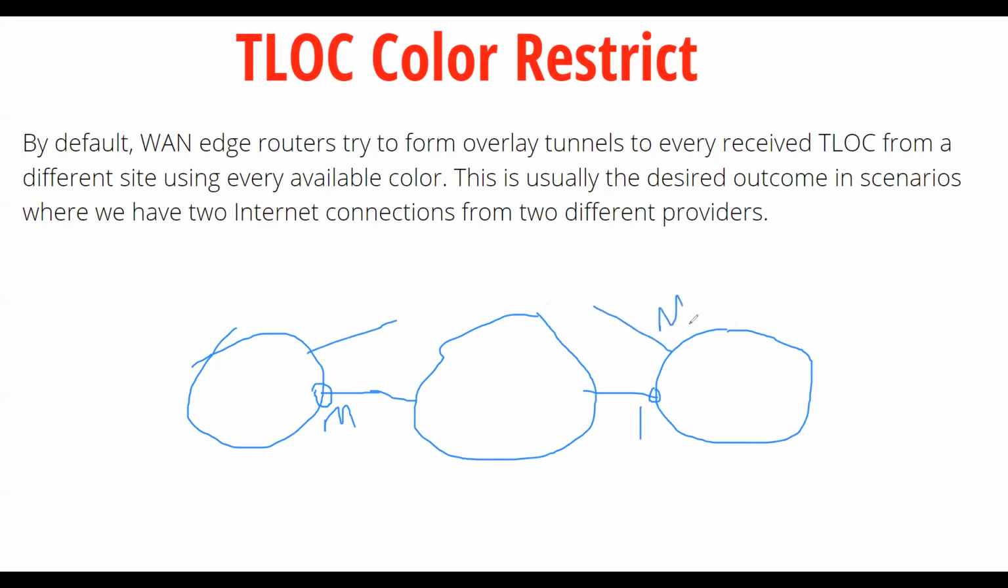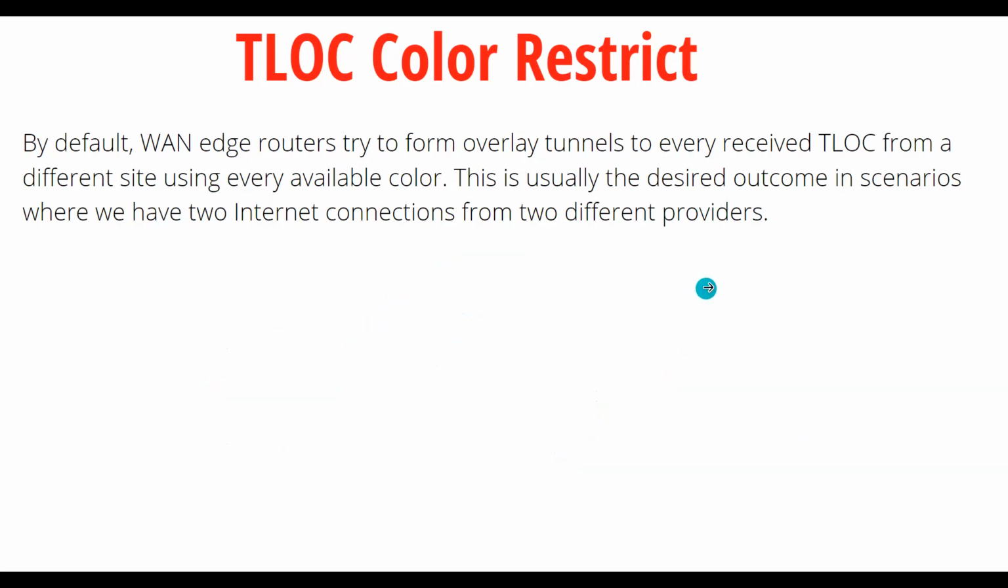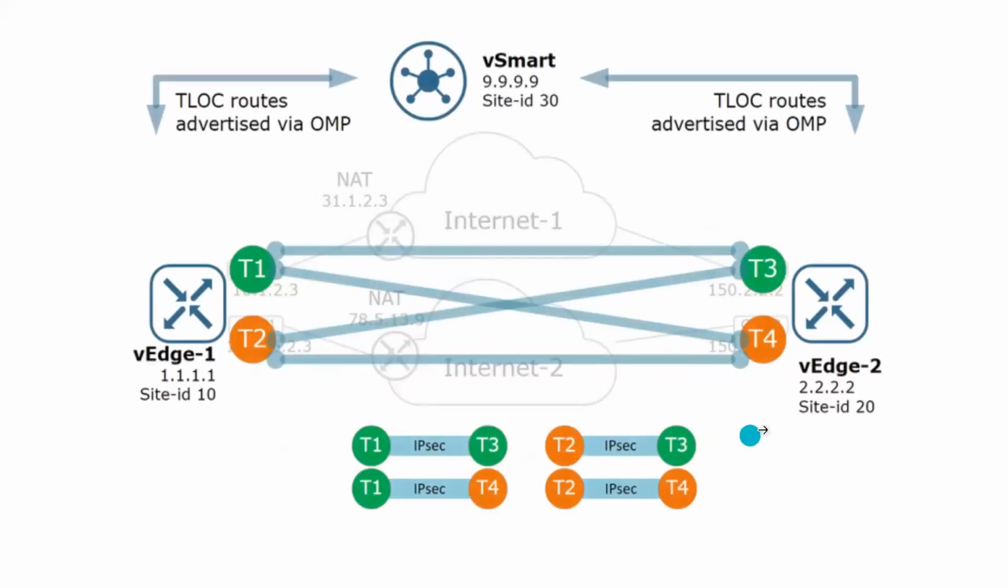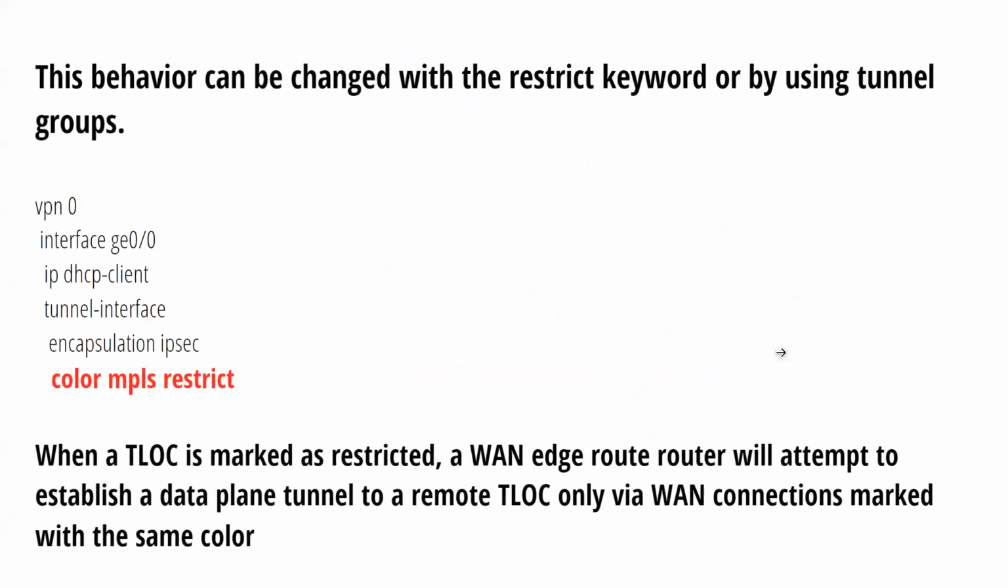So this is MPLS. So what is the desired behavior you want? You want MPLS to form tunnel to MPLS and internet to form IPsec tunnel to internet. How will that happen? All you have to do is choose the restrict option, which means restrict yourself to your color, right? That will make sure that only the green will form tunnel to green and the orange will form tunnel to orange, if you have the restrict option applied.